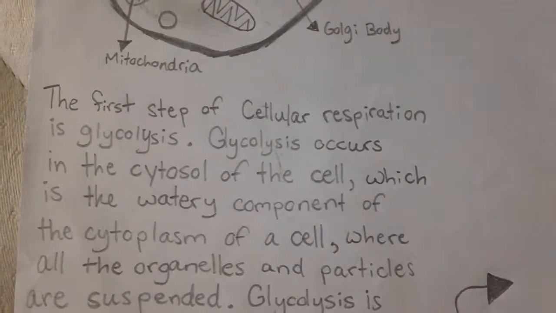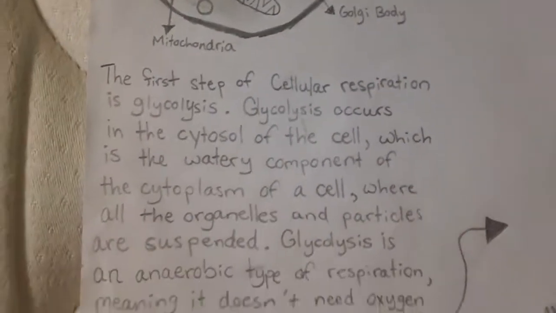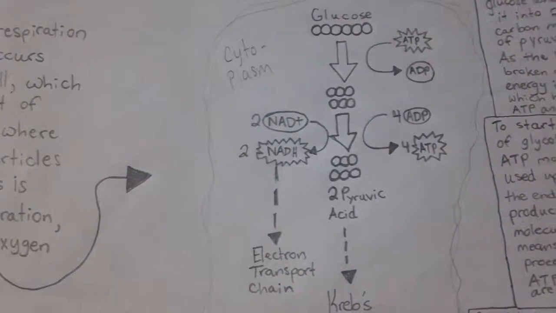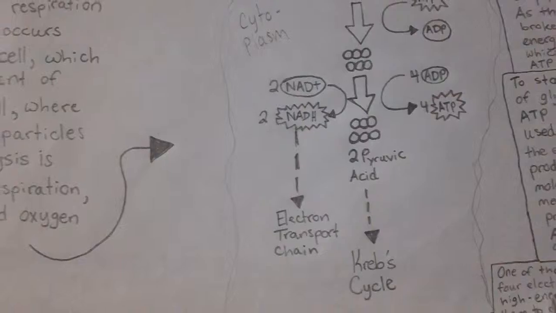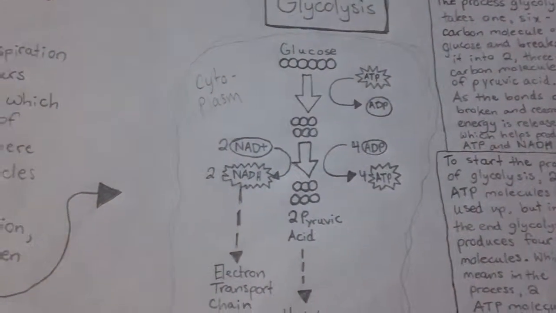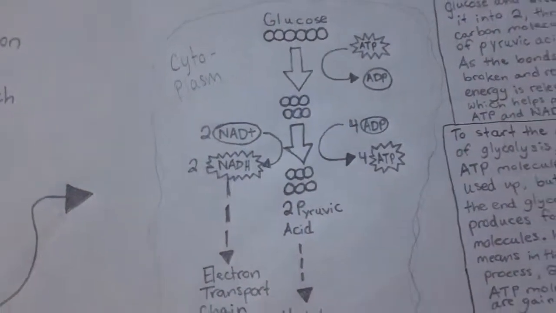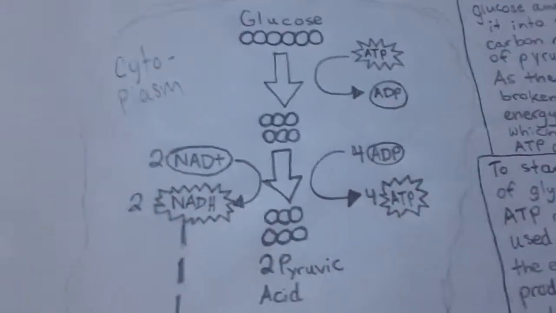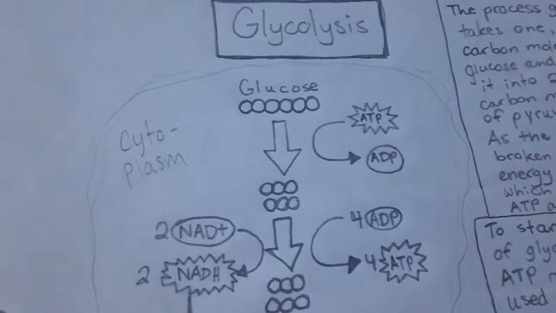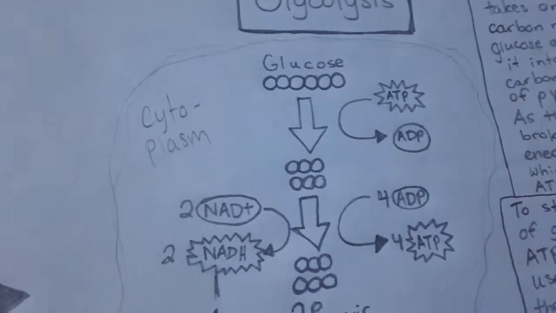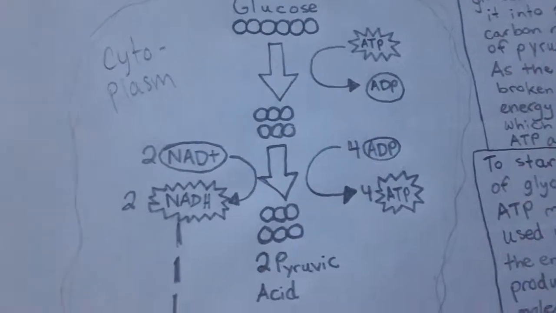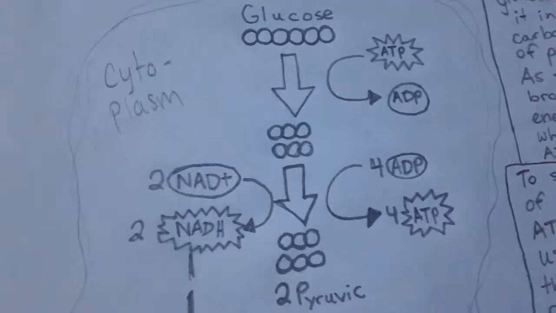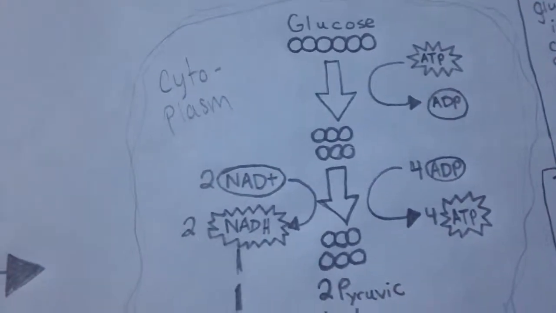Glycolysis occurs in the cytosol of a cell, which is the water component of the cytoplasm of the cell, where all the organelles and particles are suspended. It's an anaerobic type of respiration, which means it doesn't need air to work. You start off with a single 6-carbon molecule of glucose, and what's going to happen in glycolysis is it's going to split into 2 pyruvic acids. And when it splits, it's going to let off energy.